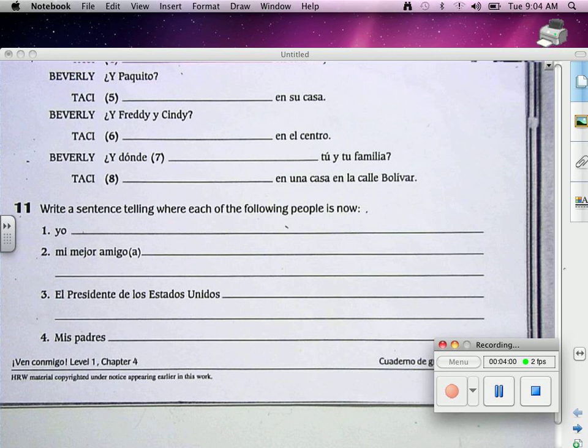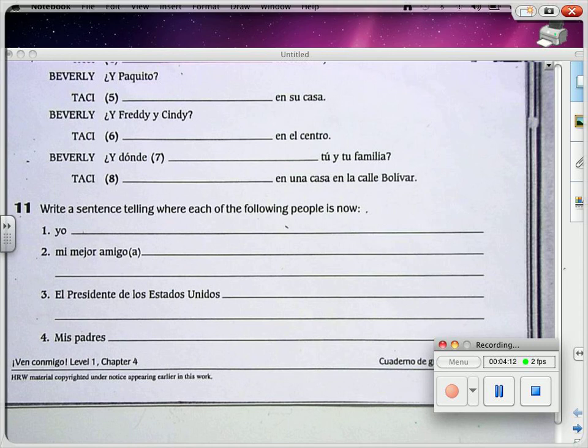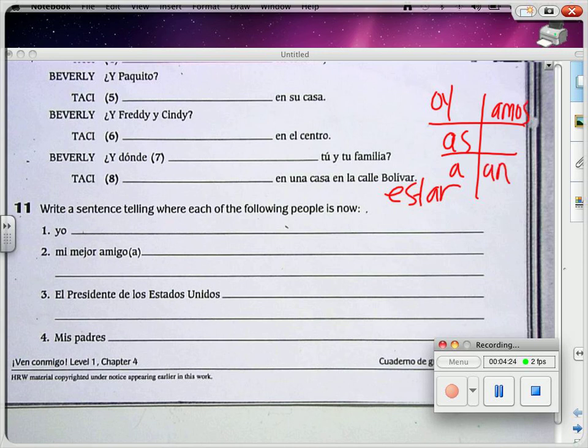Okay, this one is a little different because we're going to actually be writing sentences. But we want to do the same process, ask the same questions. We're going to write sentences telling where each of the following people are located right now. So we're using the same verb, which is what? Estar. We're using the same AR verb chart. The only difference is in the yo form with OY. You don't have to rewrite it because you can probably still see it on your paper if you wrote it down. All right, so let's look at number 1.